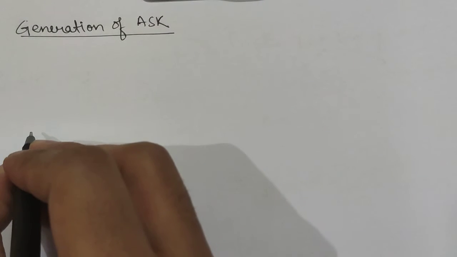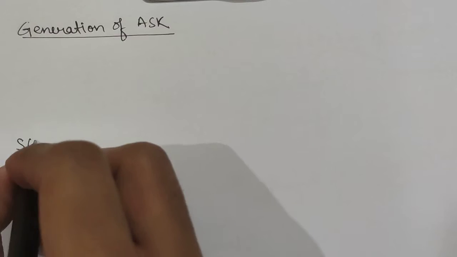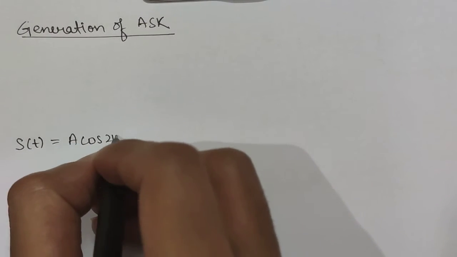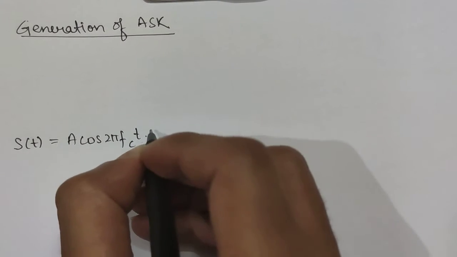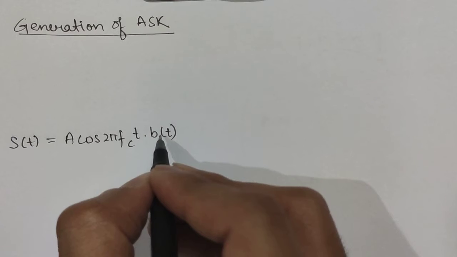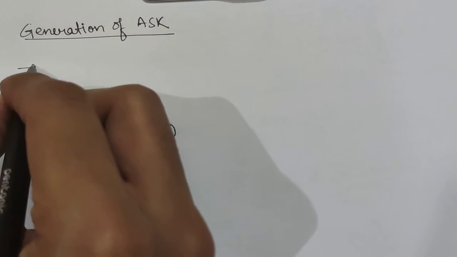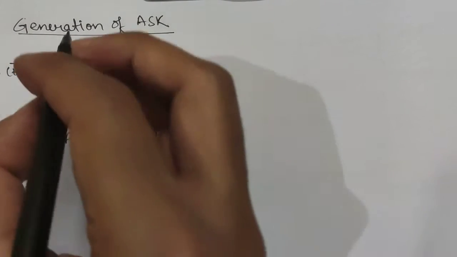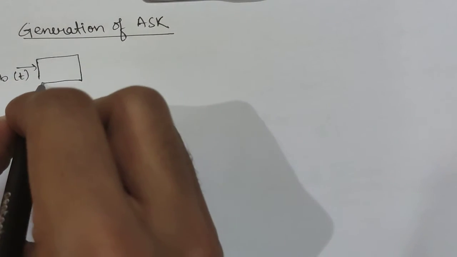Here we are going to see the generation of ASK and detection of ASK. We already know the equation of ASK, S of t equals A into cos 2 pi fct into B of t. B of t is my input binary data. It is product modulated.